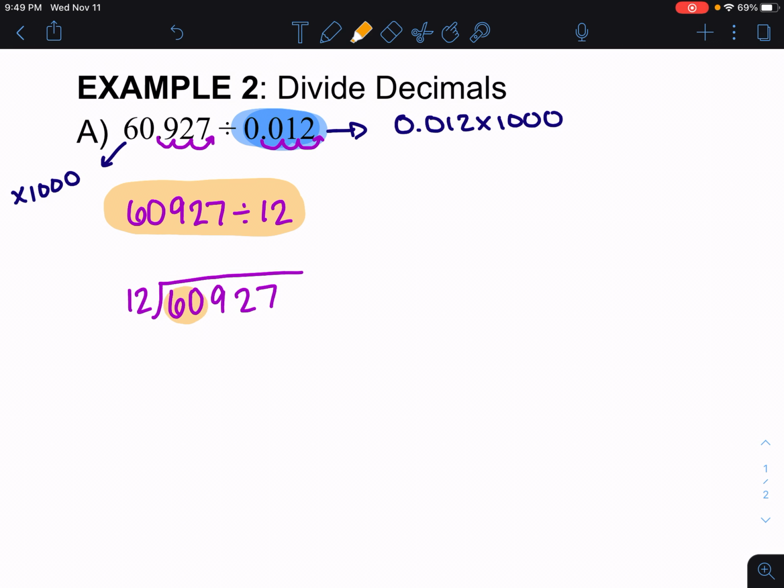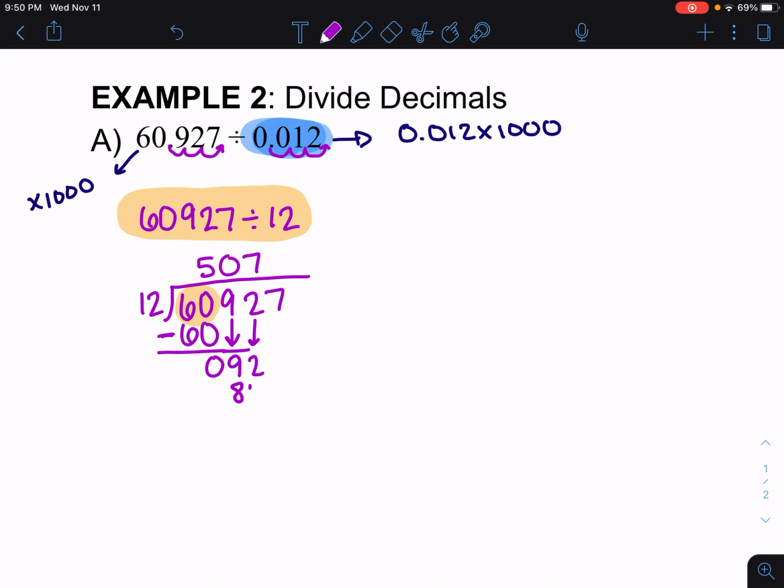12 goes into 60 5 times, so that's going to work out really nicely to start. 12 times 5 is 60. When I subtract, I get 0. So I'm going to bring down the 9. 12 does not go into 9. So I'm going to put a 0. And I'm going to bring the 2 down right away. 12 goes into 92 7 times because 7 times 12 is 84. And you can use your multiplication chart for the 12s.